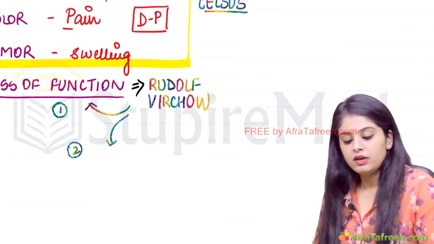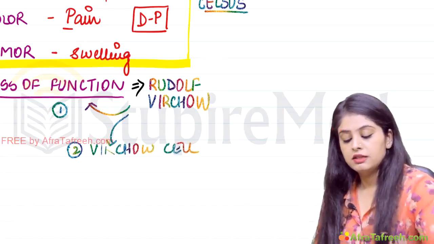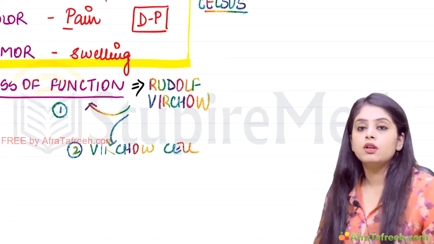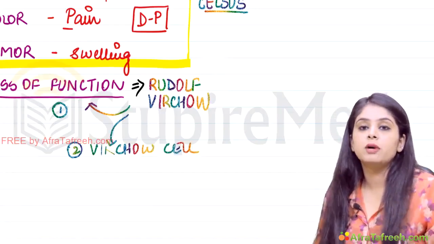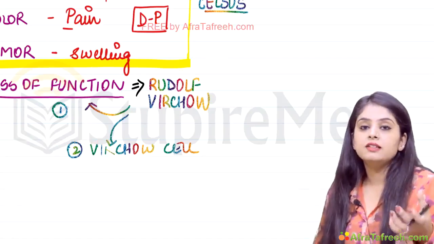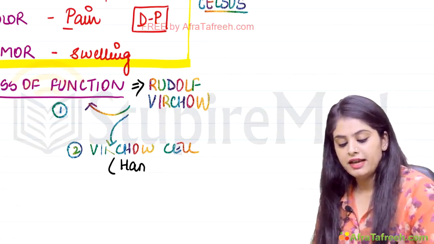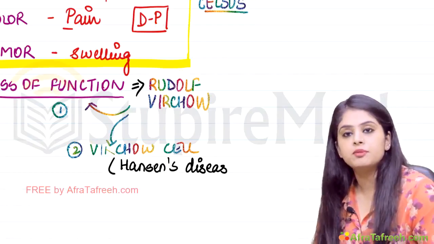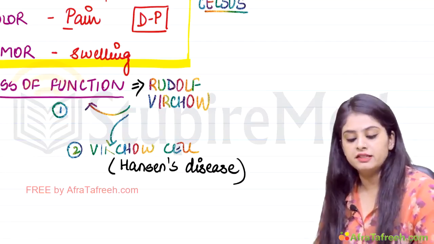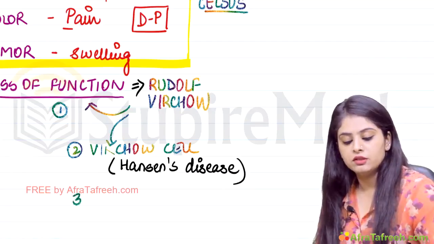There is something known as the Virchow cell. Correct, students. I want you to recall a link not only with infectious diseases but also with microbiology. Virchow cell is going to be seen in which disease? Correct, it is seen in Hansen's disease, or in simpler terms, leprosy. Virchow cell is seen in leprosy. What are his other contributions?